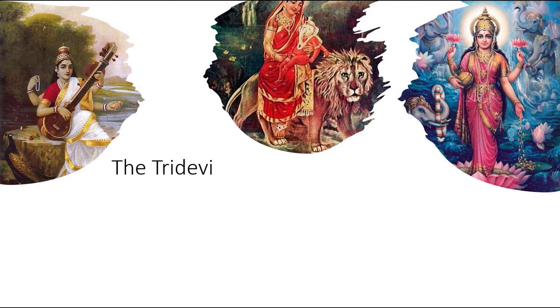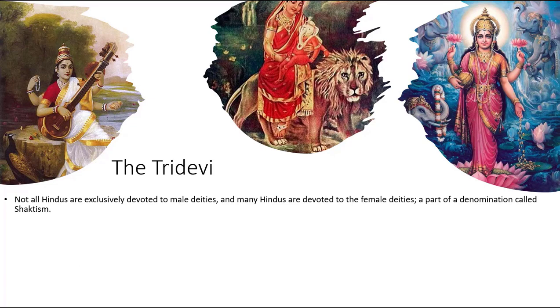Again, not all Hindus exclusively worship or are devoted to the male deities. Many Hindus are exclusively devoted to the female deities, which is a denomination within Hinduism called Shaktiism. And what is Shaktiism? Shaktiism emphasizes that intense love of the deity is more important than simple obedience, and it rejects the masculine-feminine dichotomy, that there is no male and female, that there is a convolution of them both. It believes that the universe is this merging together of maleness and femaleness. If that kind of makes sense, it's kind of hard to describe.